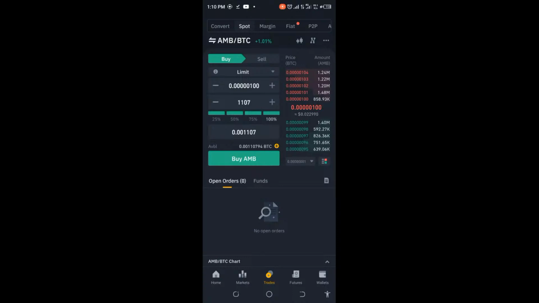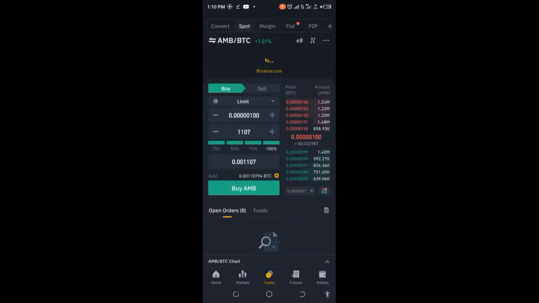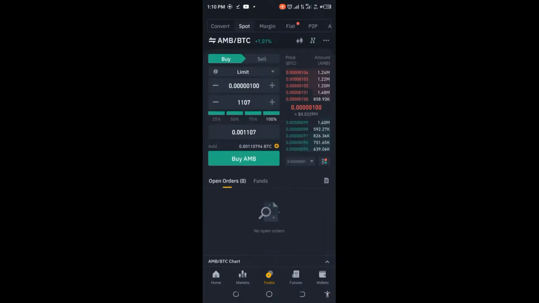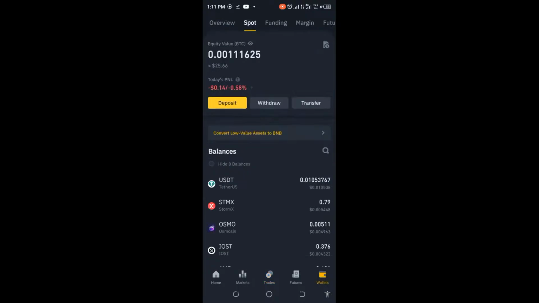So what we have here is 1107. Let's make sure that we get that completely. Then we just buy that, and let's see that everything is going on fine, and we purchase. Perfect. So that is done. Next thing now is that we have to send this over to KuCoin. So what we're going to do is go to withdraw.